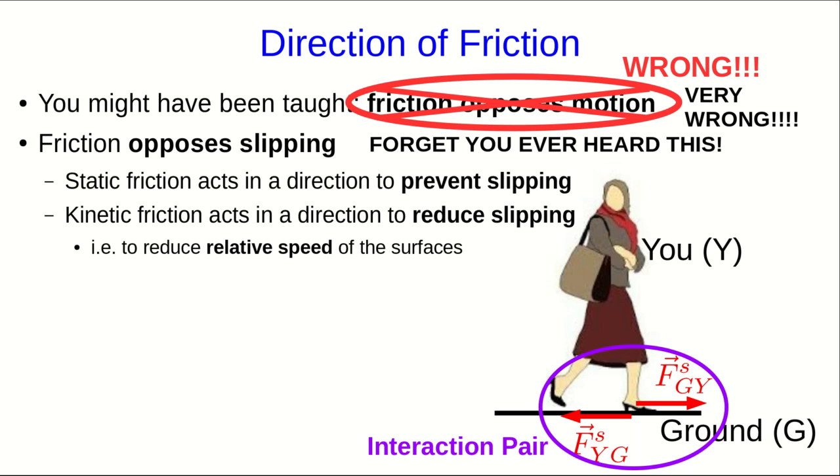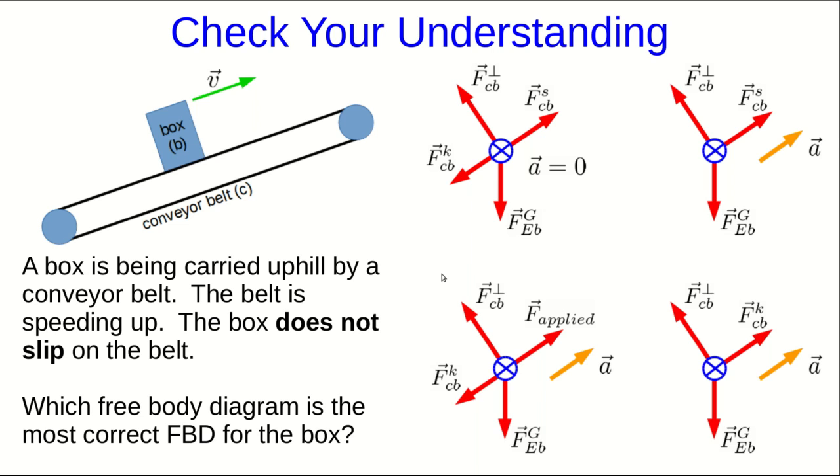Kinetic friction acts in a direction to reduce slipping. Or to put it another way, it acts to reduce the relative speed of the two surfaces that are slipping across each other. If you're getting the impression that friction is tricky, you're right. Friction is the trickiest force you're going to encounter.